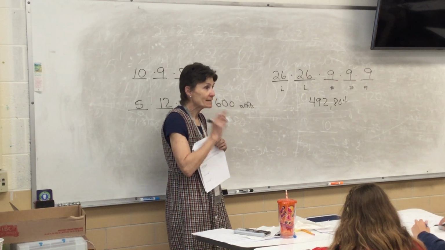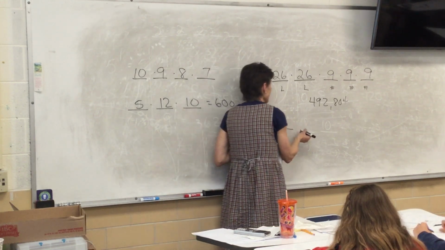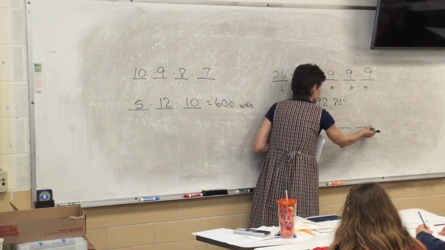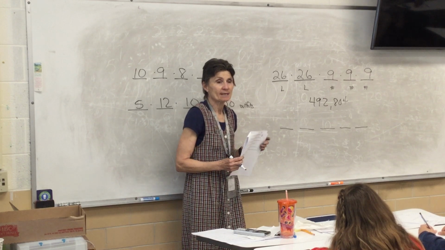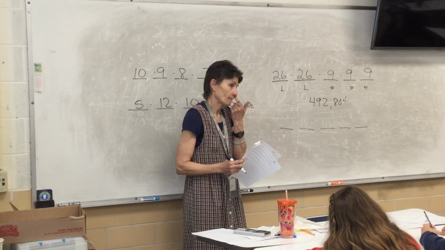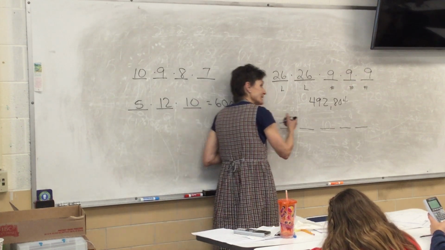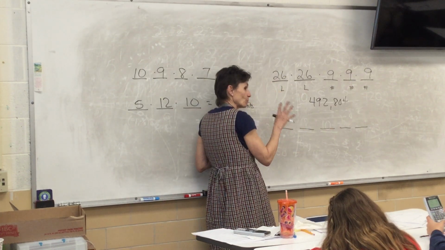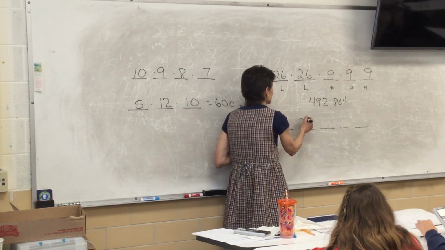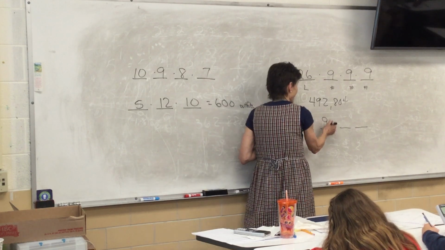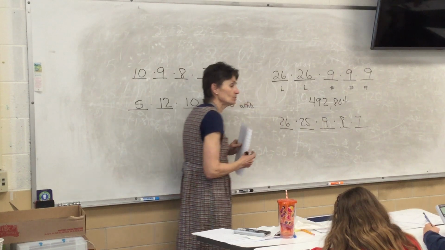Now, read the next question. We're going to make the same exact license plates, except you can't repeat anything. Well, that's going to change how it's set up. How's it going to change? What's it going to look like if you can't repeat anything? 26, 26, 25, 9, 8, 7. Perfect. That is absolutely right.